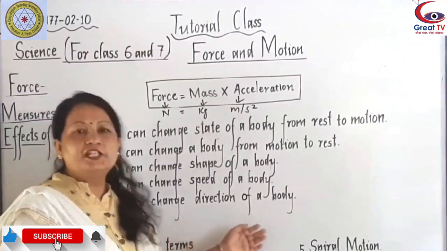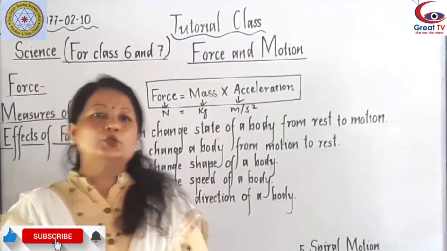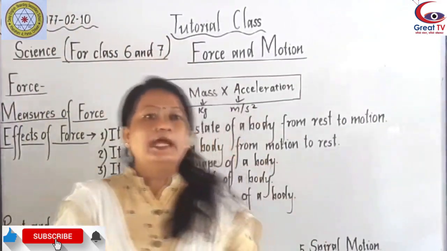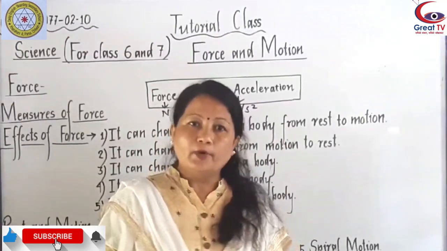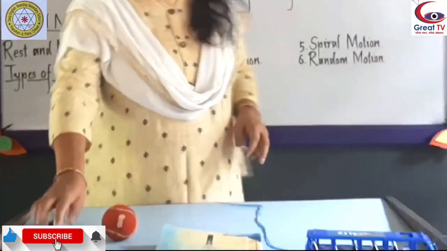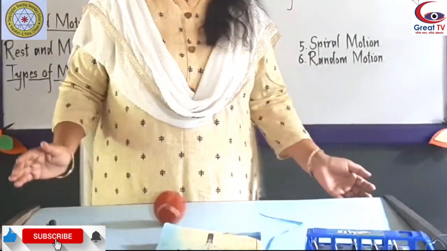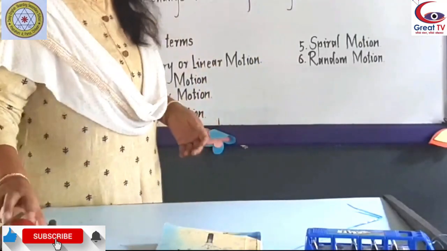Force can change the direction of a body. While playing cricket, the bowler throws the ball in one direction and the batsman hits the ball to change its direction. So force can also change the direction of a body. Now this ball is moving in this direction. When we apply force, it changes its direction.